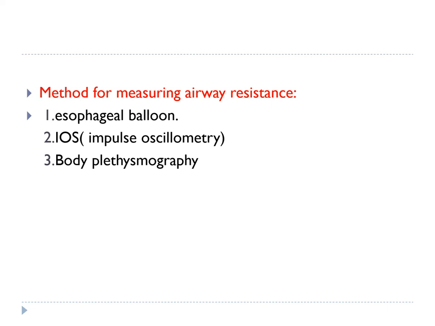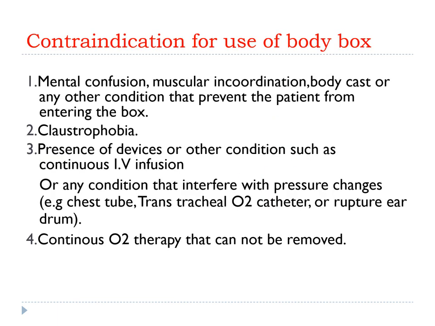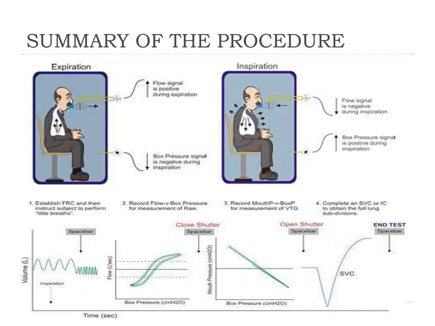Basically, there are three methods for measuring airway resistance: esophageal, impulse oscillometry, and body plethysmograph. The contraindications, which we have to know before doing this, are mental confusion and muscle incoordination, where patients are not allowed, claustrophobia, and the presence of any O2 devices, continuous oxygen therapies, or IV lines.